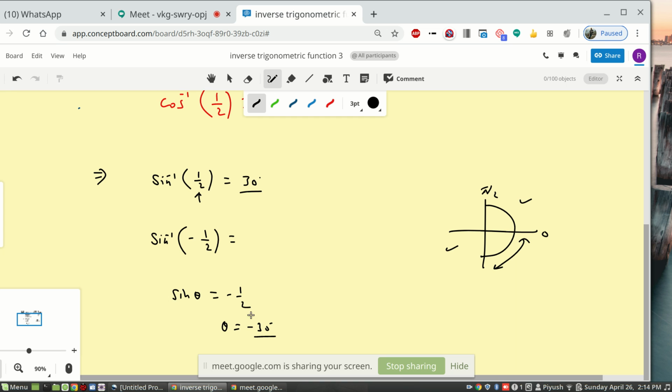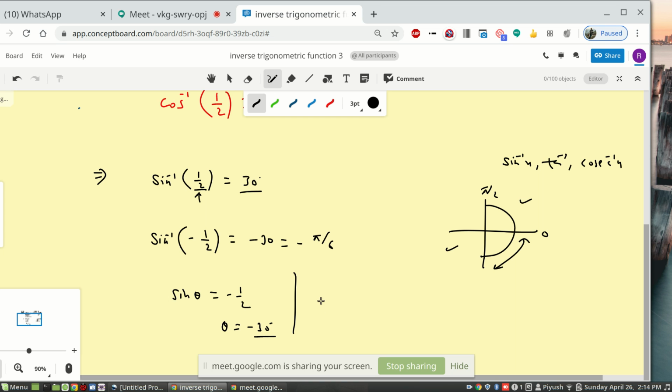30 degree. So for these three trigonometries, sine inverse x, tan inverse x and cosec inverse x, if I put negative inside, all you have to do is find the value when it's positive and then just put negative outside. So here it will be minus 30 degree, which means minus pi by 6.